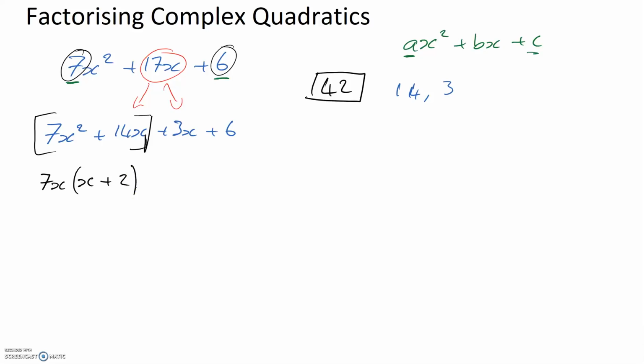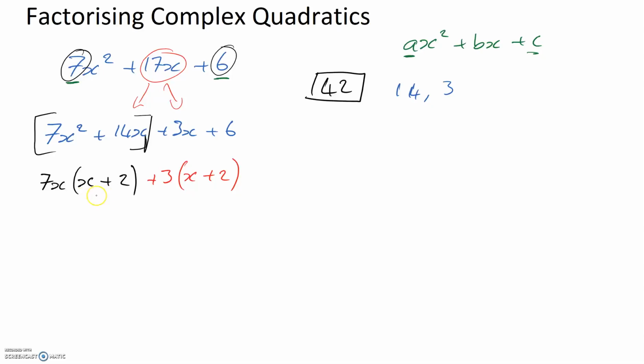Now we can look at the second part. Here we have 3x plus 6, so the common factor is going to be positive 3. We're not going to include the x this time because the 6 doesn't have it. So we look at our next point. 3 times what is 3x? Well, 3 times x is 3x. 3 times what is 6? 3 times 2.